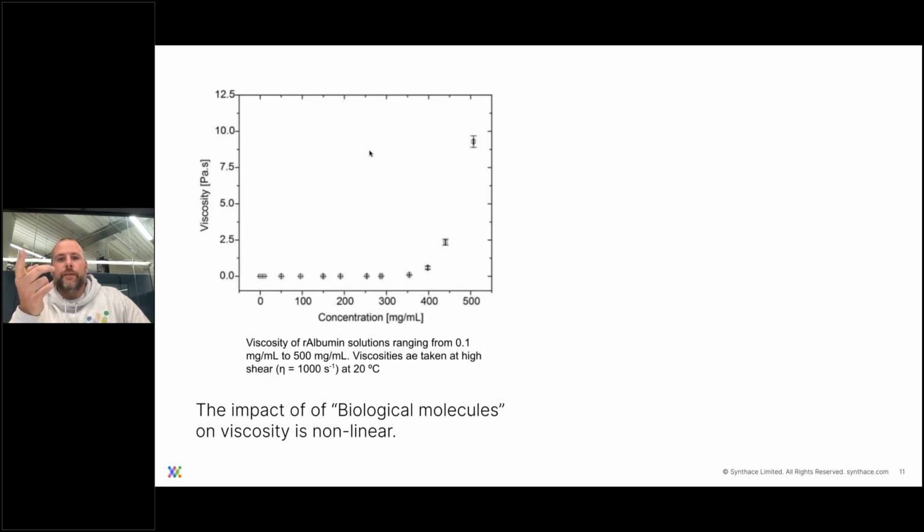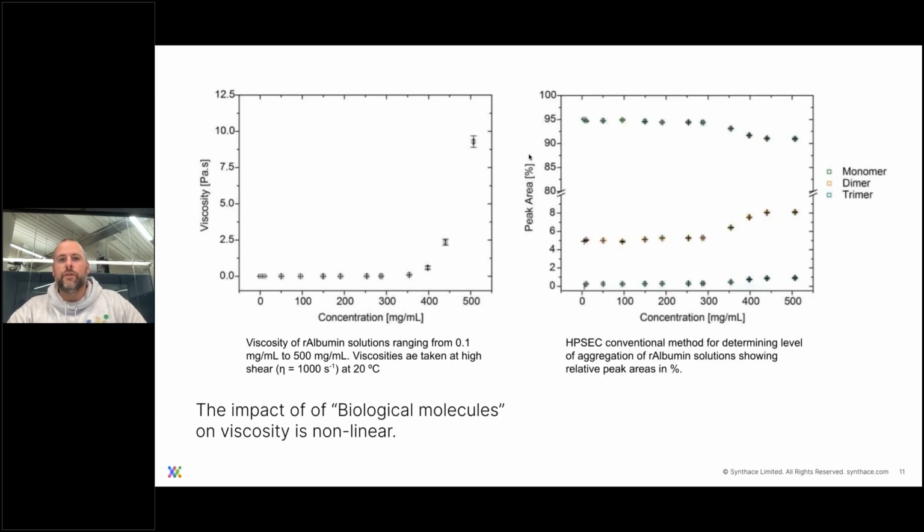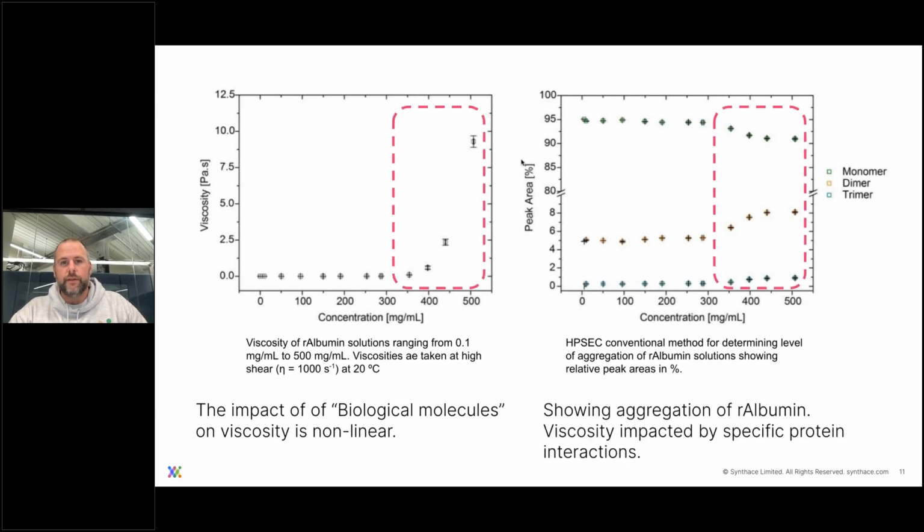In this paper here, the measured viscosity values were similar for lower protein concentrations, as you can see here. However, there is an exponential trend observed for the higher protein concentrations. The authors used HPSEC, a type of chromatography, to look at the aggregation profile of recombinant albumin, looking at whether the protein was in either the monomeric, dimeric, or trimeric configurations.